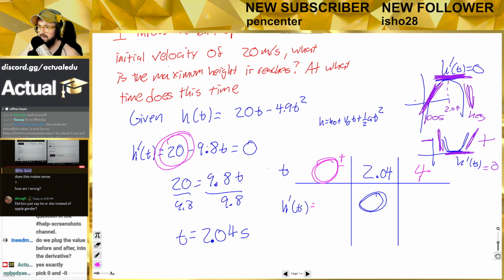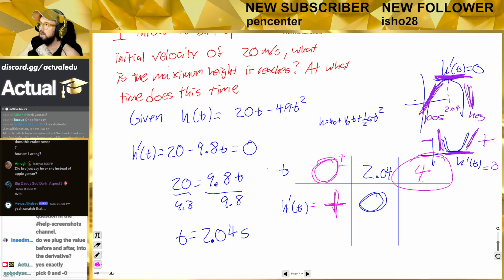You get 20 minus 0. So what is that? Is that positive or negative? 20 minus 0, I think that's a positive. Good, very good. That's positive. Okay, awesome. What about plugging in 4? What do I get?